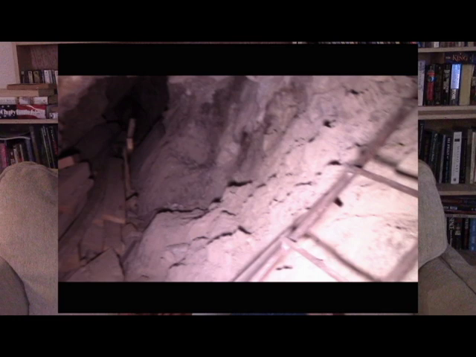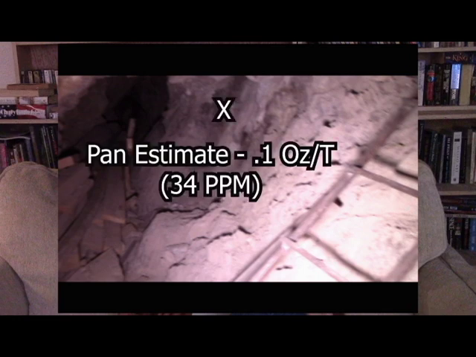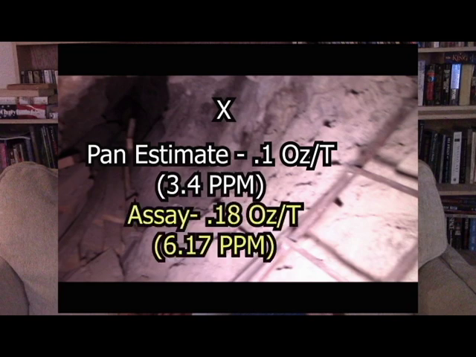My pan I estimated at 0.1 ounces per ton. Now when I sent it off for assay, it came back at 0.18 ounces per ton, or 6.17 parts per million. Now that's reasonably good agreement. You know, with a pan, and just judging it by eye, to get that close, that's reasonable. I'm not unhappy with that at all, although the grade itself is a bit low for profitability.